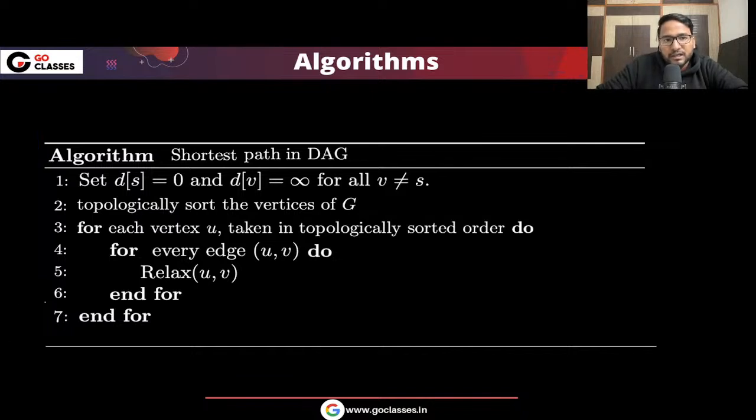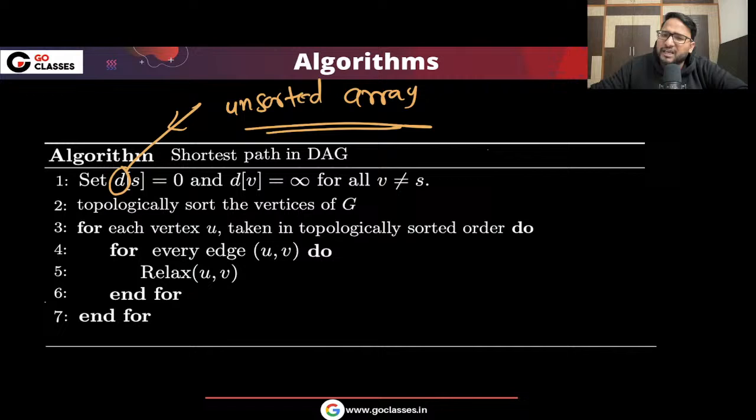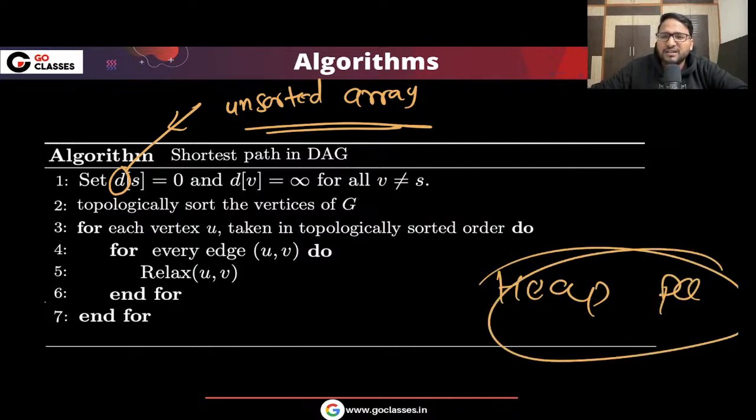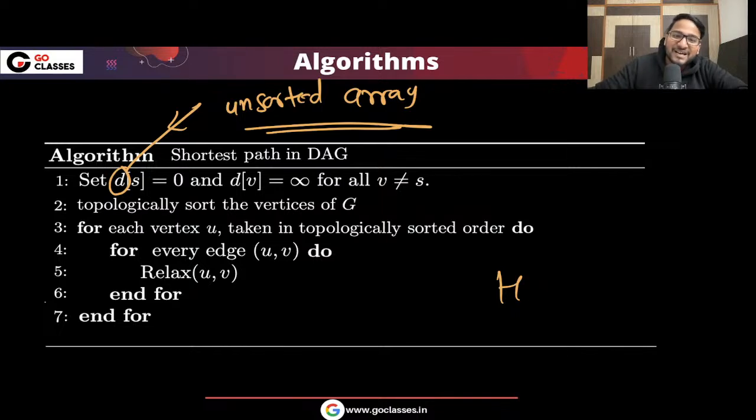So what is this D? D is just an array, an unsorted array. See, here we are just using an unsorted array. We don't need to use a heap. We don't need to use a priority queue or these fancy things, right? Just an unsorted array, very nicely. This is the crux, or the main advantage of this algorithm, that you don't need to use a heap.